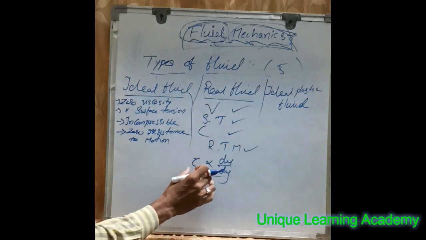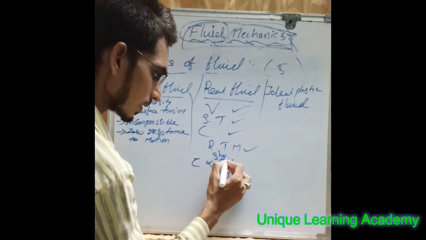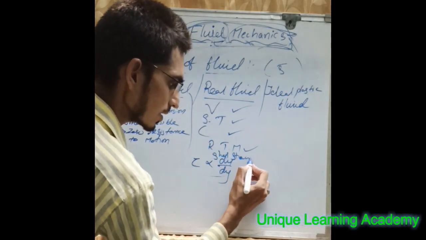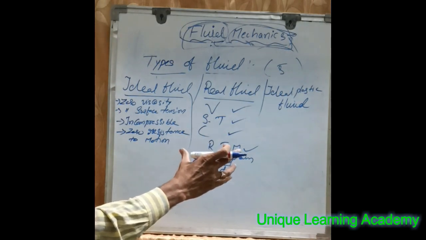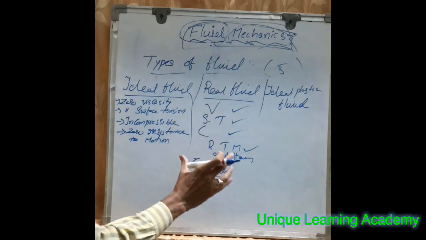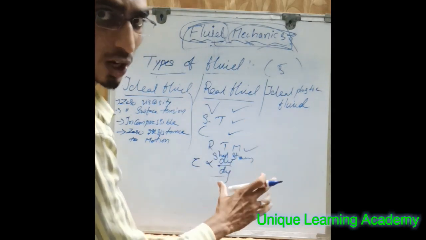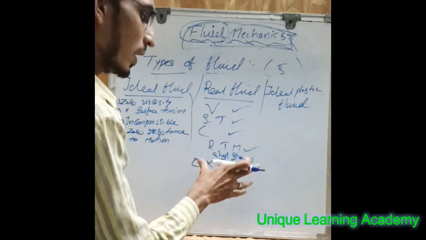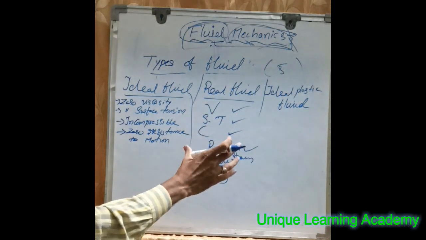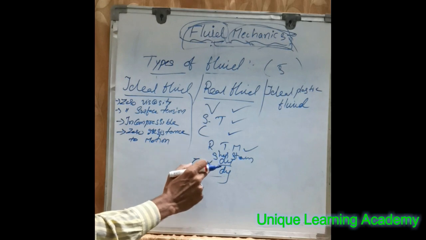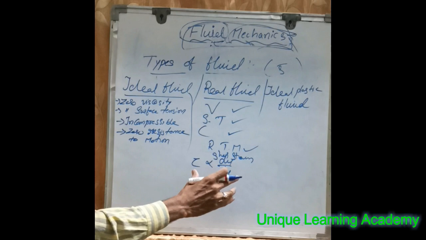That is nothing but shear stress is directly proportional to the shear strain. Then it is called a Newtonian fluid. The examples of a Newtonian fluid are water, air, kerosene, petrol, and diesel. Let me recall what a Newtonian fluid is: if shear stress is directly proportional to the shear strain, then it is called a Newtonian fluid.